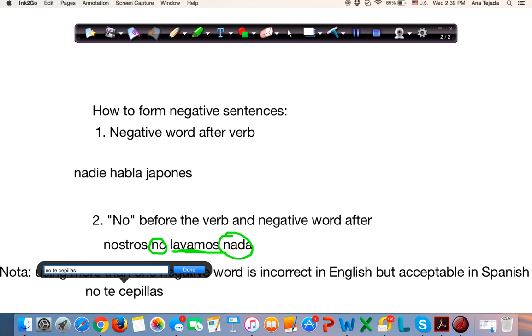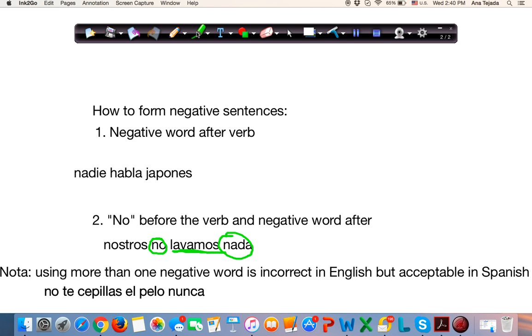Let's look at another example. No te cepillas el pelo nunca. We have again the no before the verb or action, te cepillas el pelo. And then the word nunca, never. In English, this would be: you never brush your hair. In Spanish, we have to have the double negation to make it work.